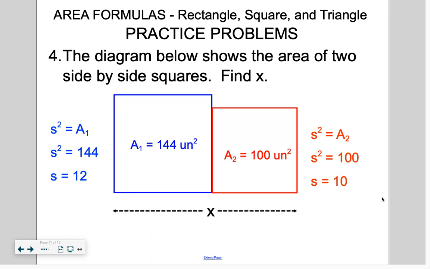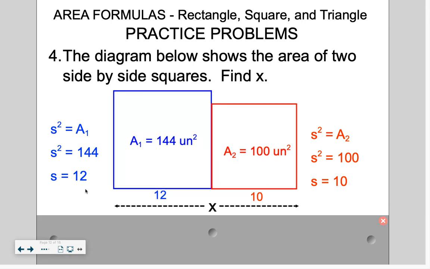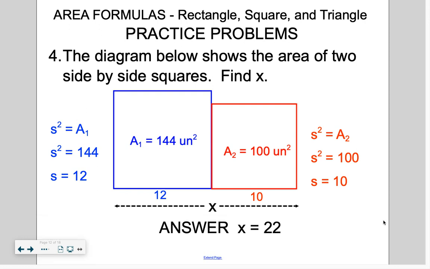All right, so we figured out what one of the red square side lengths is, and we figured out one of the blue square side lengths is. Now we've got to see if we can actually get x. So I went ahead and added those in my diagram. Got a side of 12 and a side of 10. So together, that should get your x, which means x has to be 22. 12 plus 10.